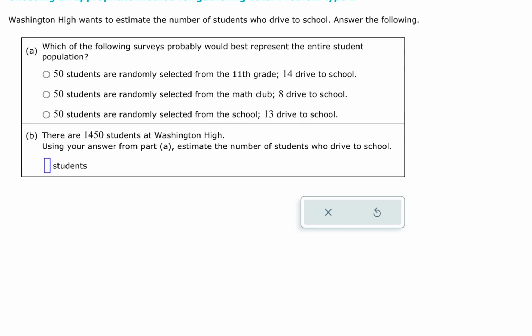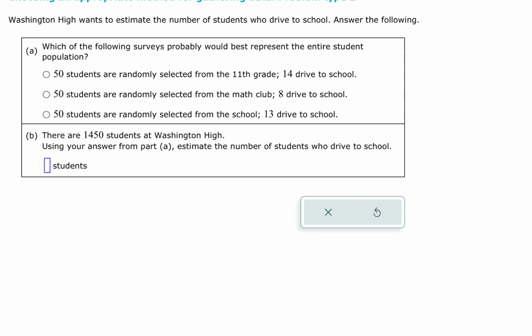This topic is more examples for choosing an appropriate method for gathering data. It says Washington High wants to estimate the number of students who drive to school. Answer the following. Part A, which of the following surveys probably would best represent the entire student population?